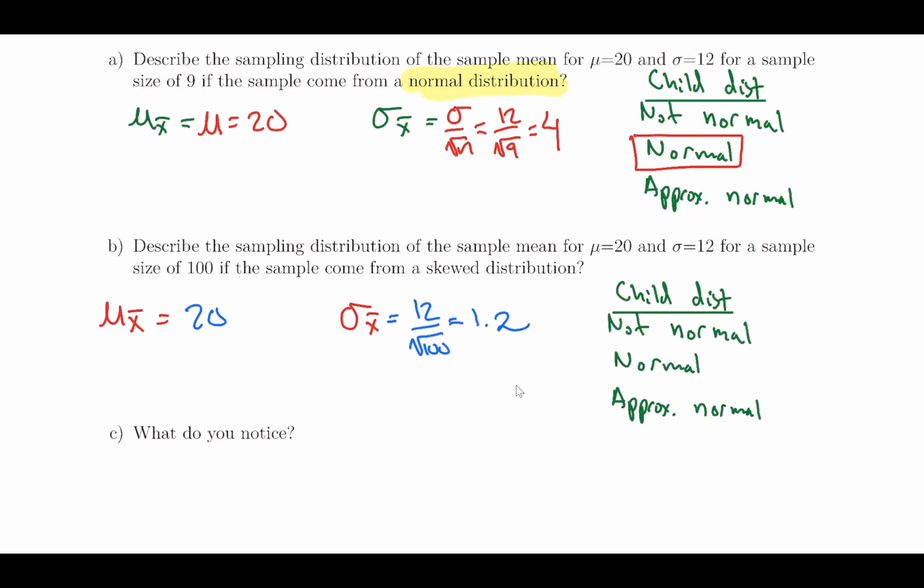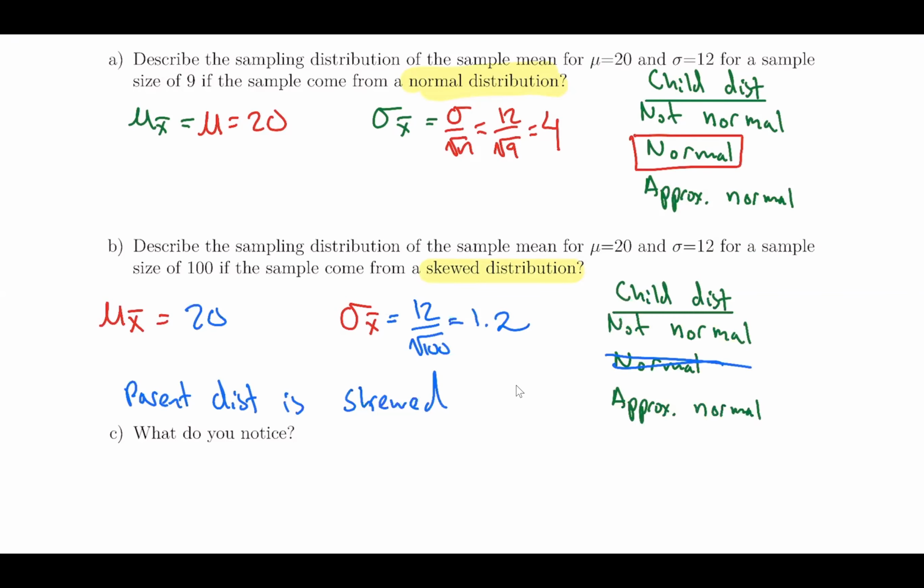Yeah, if you actually look at it, it says parent distribution is skewed. So they actually tell us this is a skewed distribution. So they're telling us the parent distribution is skewed. So since I know the parent distribution is skewed, I know it's not going to be normal. So it's either going to be not normal or it's going to be approximately normal.